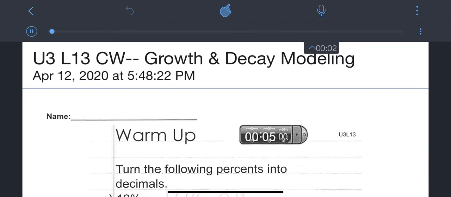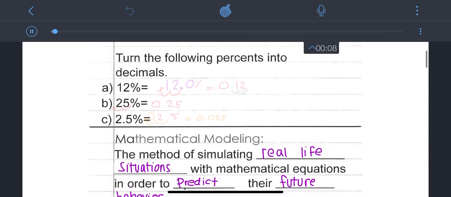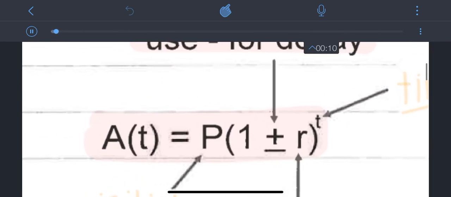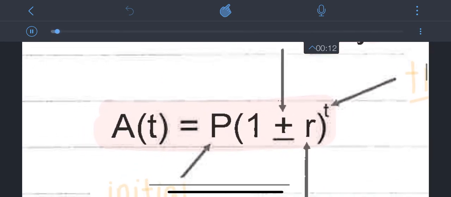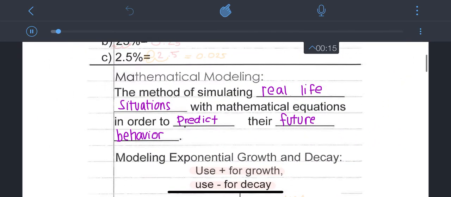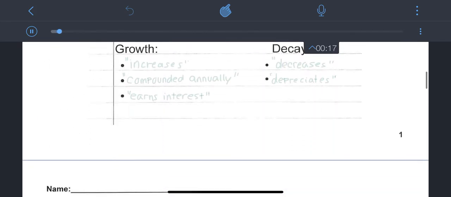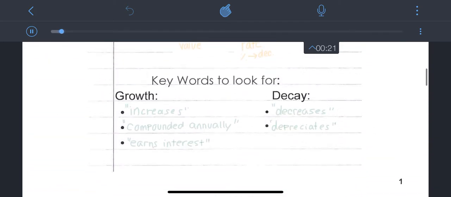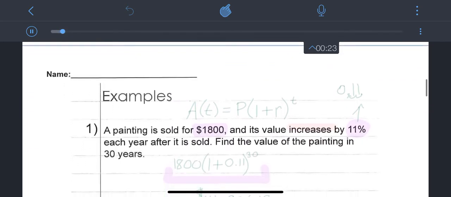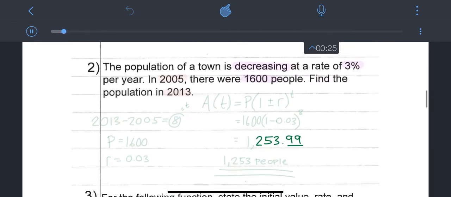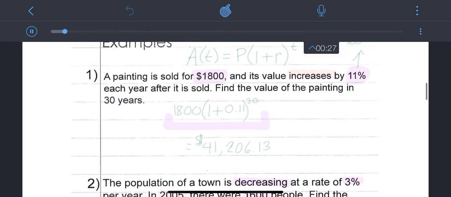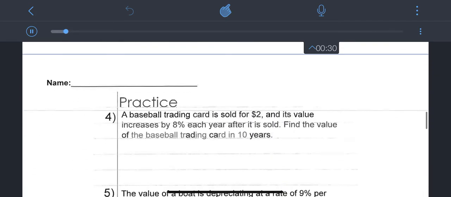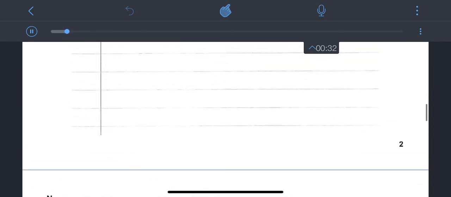In this video, we're going to go over different situations that you would use the formula for exponential growth and decay. So we're going to go over a couple of notes. We're going to introduce the formula. We're going to talk about key words to look for that will tell you that you need to use the formula. We're going to go over examples 1, 2, and 3 together. And then I'm going to leave examples 4 and 5 for you to do as practice.